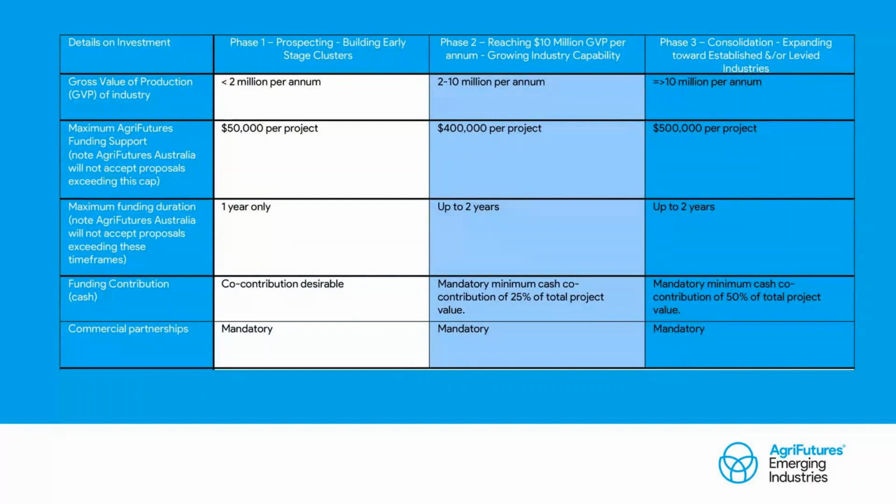Now I'll talk about funding. Funding contributions link in with all of that. So for phase 1, we really like to see co-contributions. When we're doing the assessments, it is desirable. For phase 2, it's mandatory. We require a co-contribution of 25%, and that's a cash co-contribution. And for phase 3, we require 50%. And then we like to see, or it's mandatory, commercial partnerships for each of those phases.